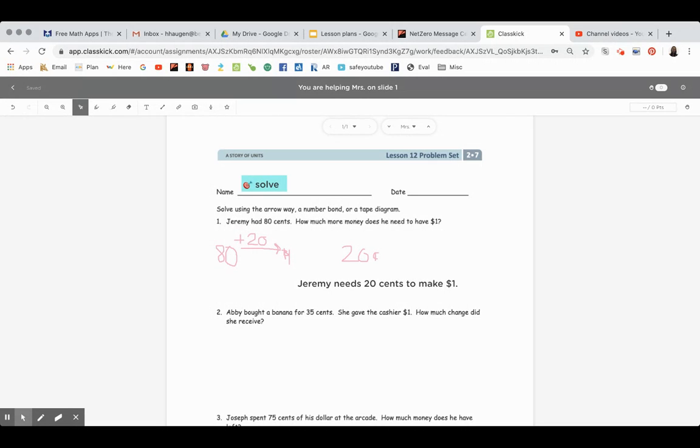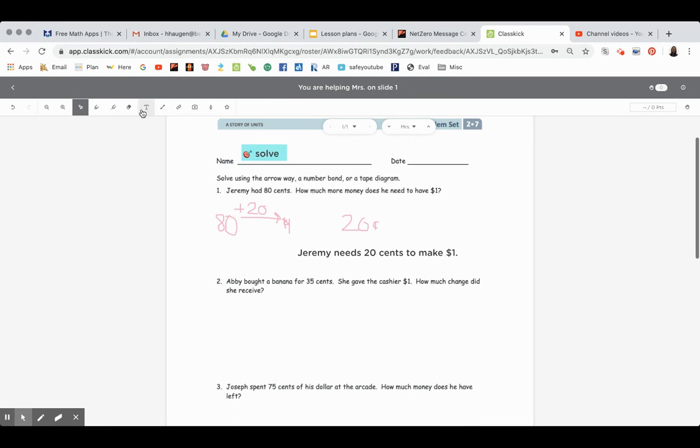Number 2, Abby bought a banana for 35 cents. She gave the cashier $1. How much change did she receive? So we've not seen a problem that sounds like this before, but really they're asking us for the same thing. So, oh goodness, that is really bad. Let me start over. So the total money that she had was $1, right? Because she bought a banana, because she spent that money, that means we have to subtract that from the $1.